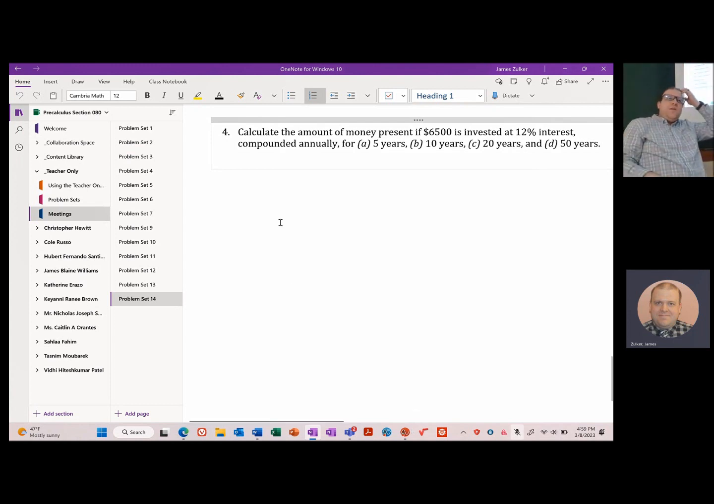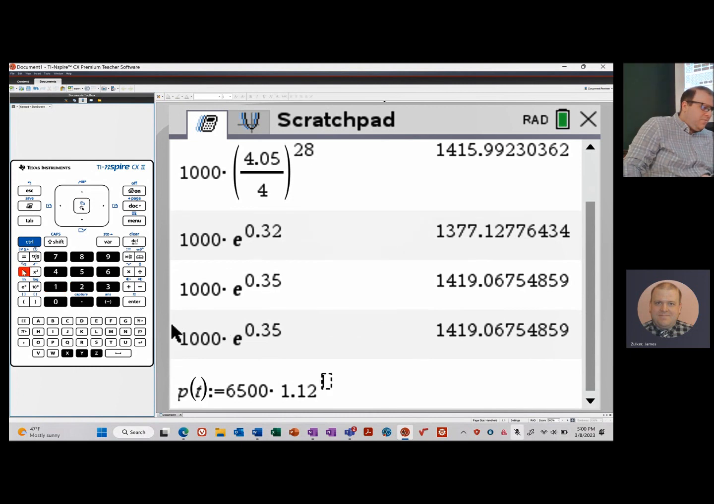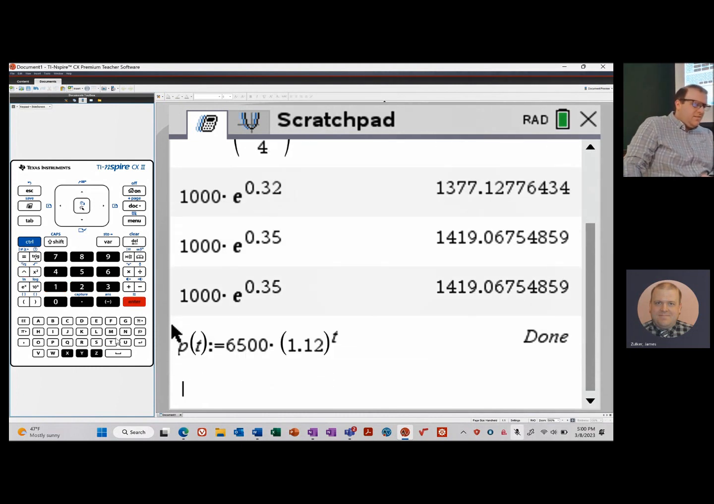And easiest way to do it is just compound annually. Just look at it annually. All right, so N will be 1. So our formula, I'm going to do this. P of T is defined to be 6,500 times 1.12 raised to the T. And store that. So we want 5, 10, 20, and 50 years.